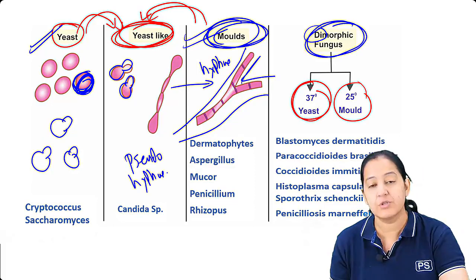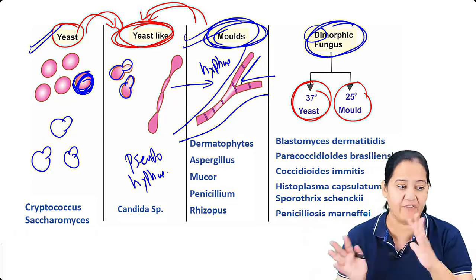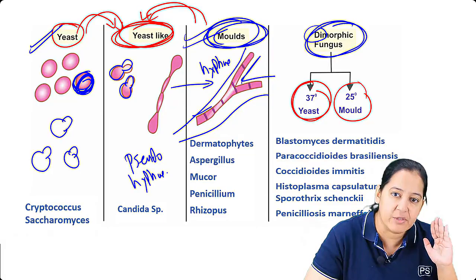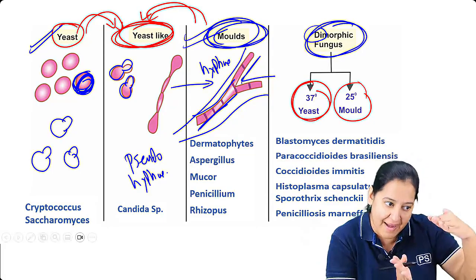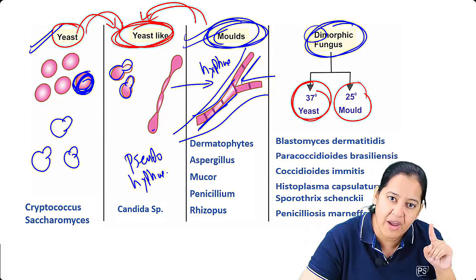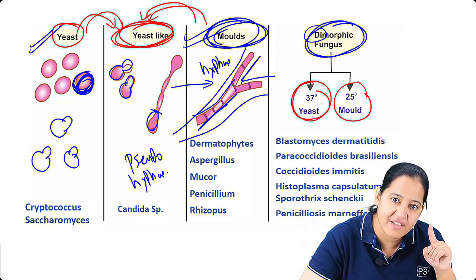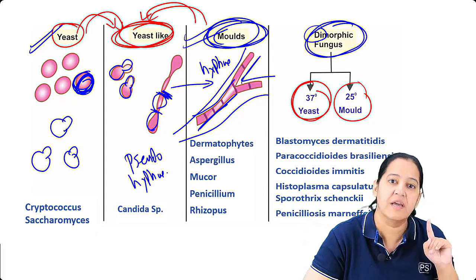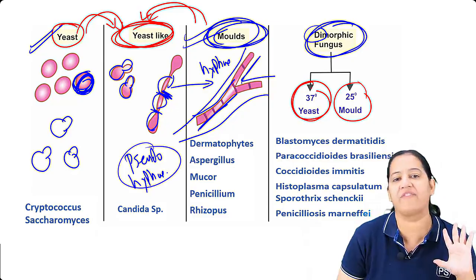So you will say, ma'am, how do we differentiate? Is it a true hyphae or pseudo hyphae? See the true hyphae. True hyphae don't have constriction. They are parallel. But pseudo hyphae have constriction in between. At the junctions, appreciate the constrictions. If you get the constrictions, it's a pseudo hyphae, not a true hyphae.